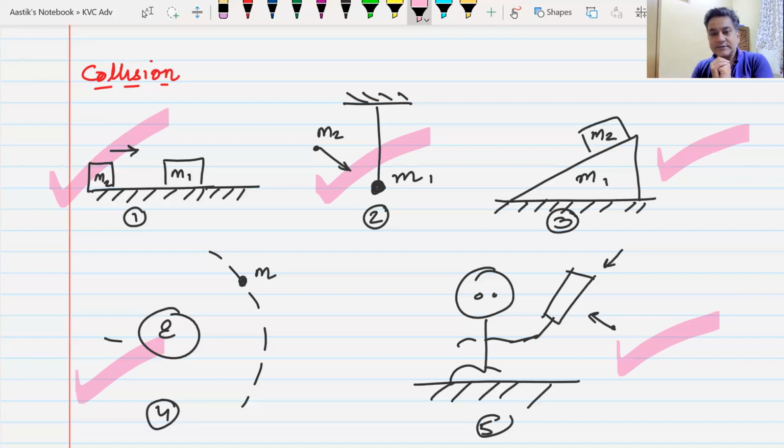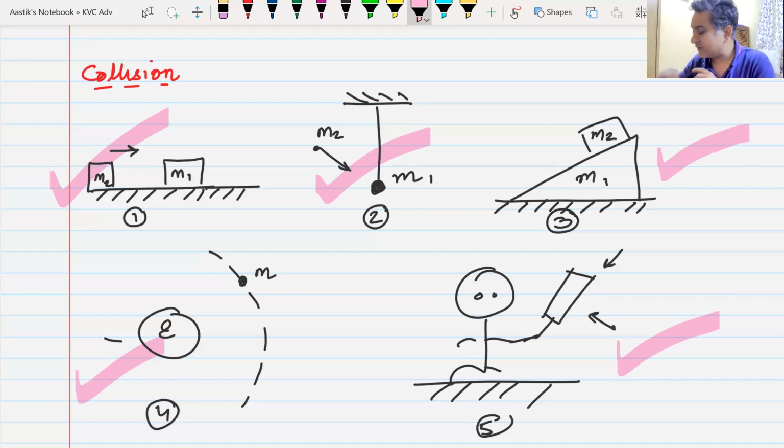Whenever two bodies are interacting with each other, whenever two bodies are exerting any force on each other, they are actually changing the momentum of each other. Now, they may exert force by actually coming in contact, which is happening in the case of 1, 2, 3, and 5. In case number 4, they are not in contact.